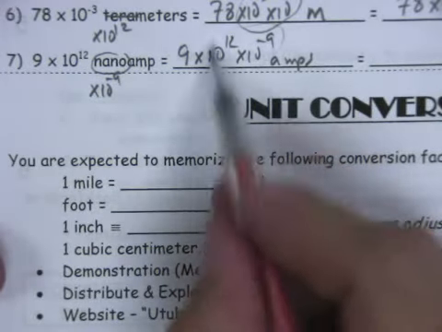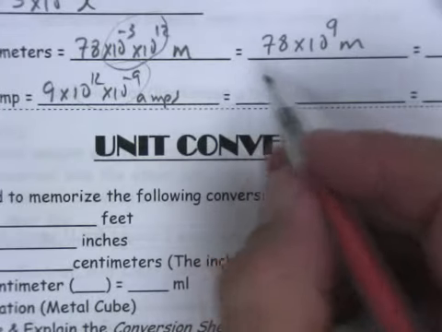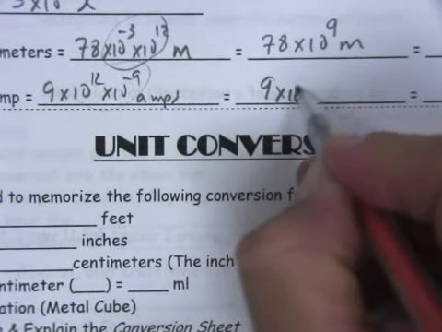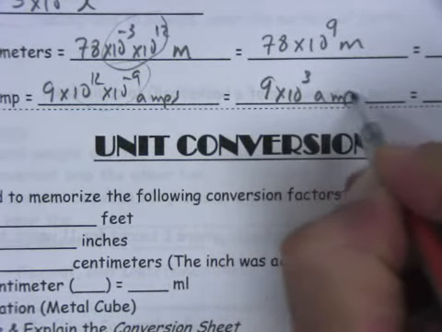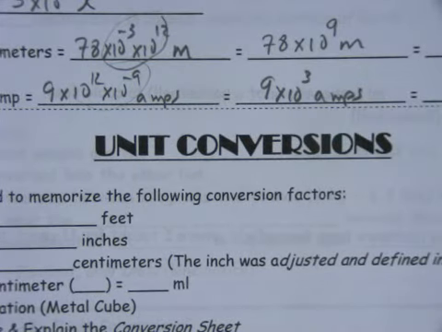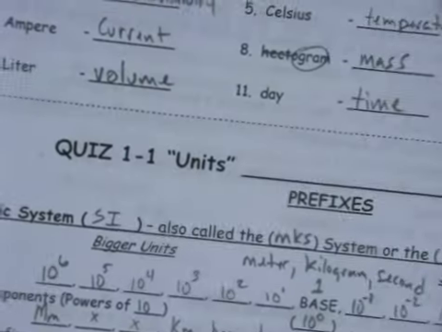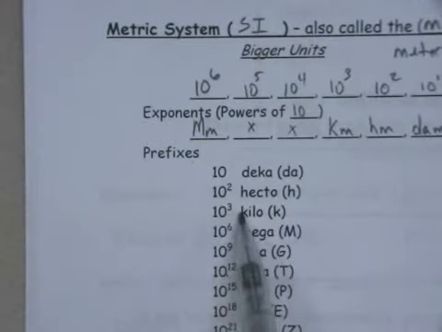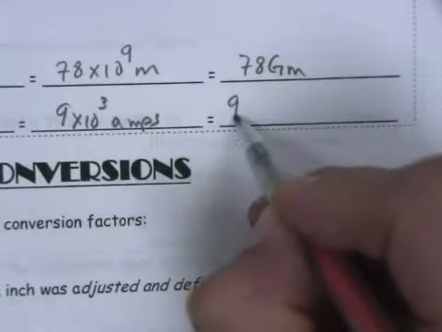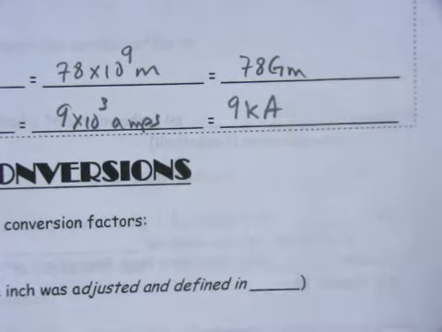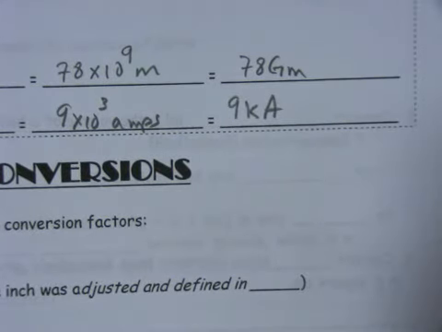Okay, we can do the same thing, put these together, so that becomes 9 times 10 to the third amps. All right, and then we can look up 10 to the third, and 10 to the third is right here. That's kilo. So that'll be 9 kiloamps, and the abbreviation for amps is A. So there it is. And that's through example number 2.